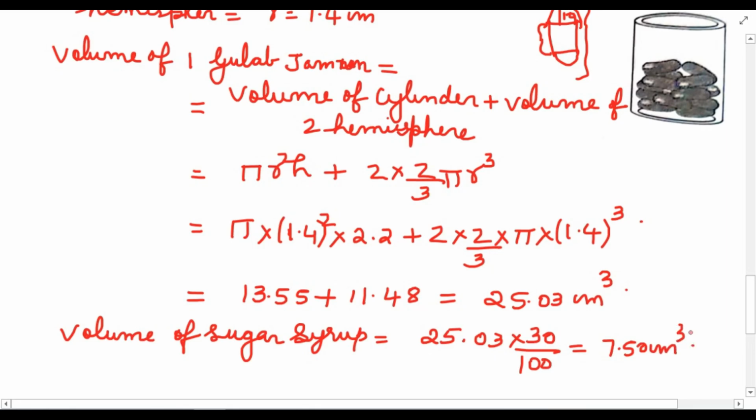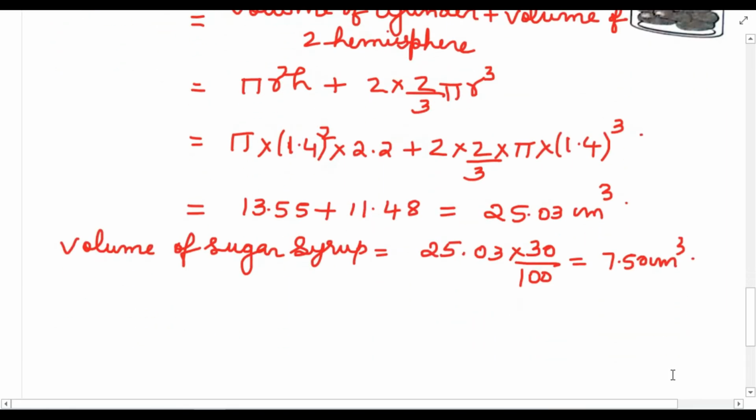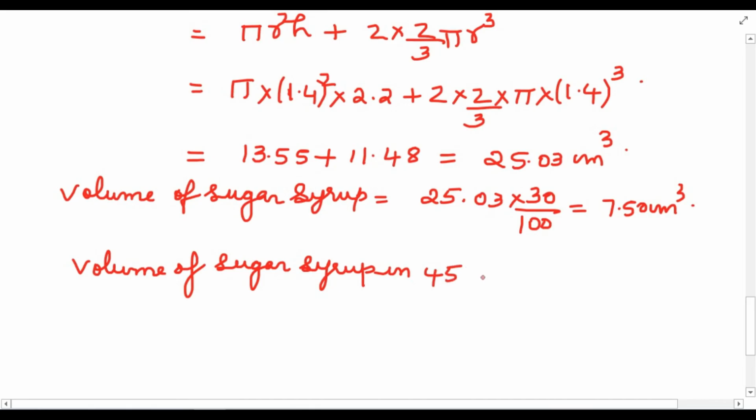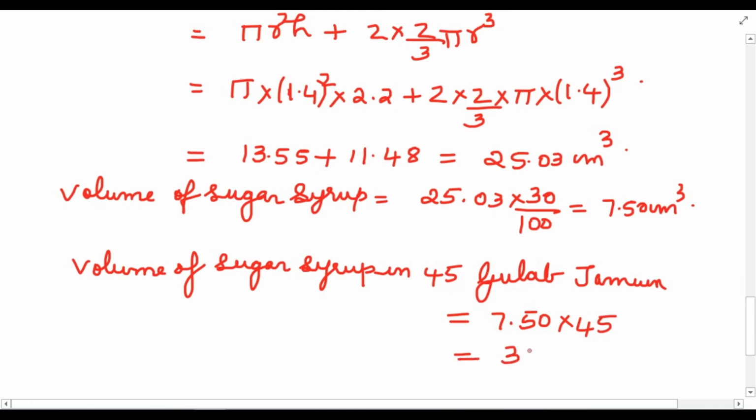So one gulab jamun contains 7.50 centimeter cube of sugar syrup. Total there are 45 gulab jamun. So the volume of sugar syrup in 45 gulab jamun will be equal to 7.50 into 45, which is equal to 338 centimeter cube.